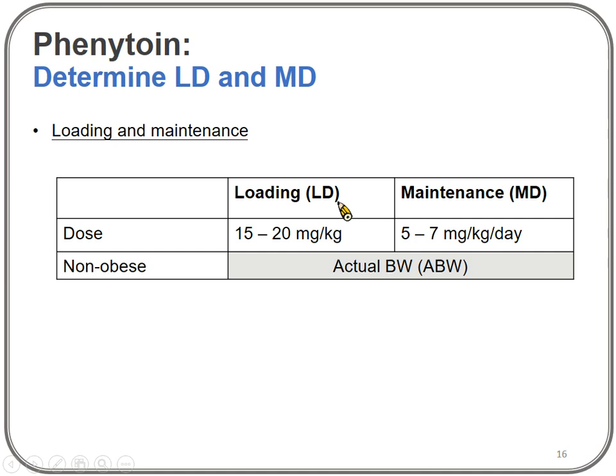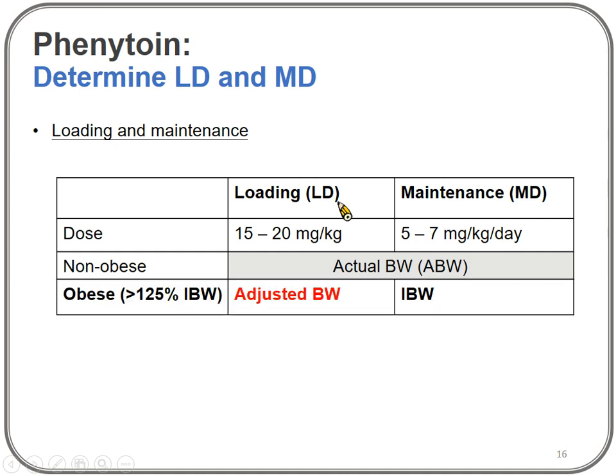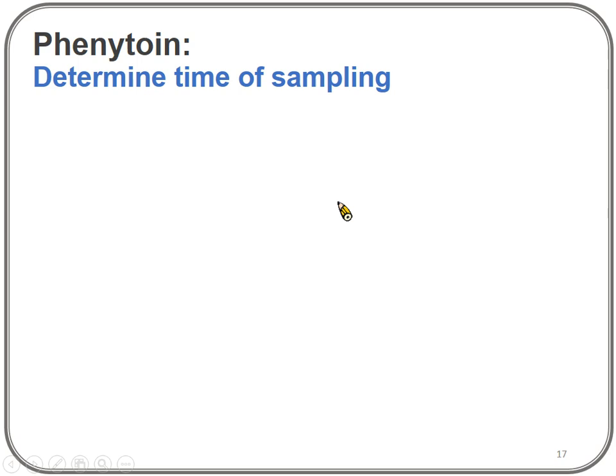If we are dosing phenytoin to non-obese patients, then we use the actual body weight. But if the patient is obese, then for the loading dose, you need to use the adjusted body weight as the equations correctly direct, to avoid overdosing by using the actual body weight for the obese population. And for the maintenance dose of obese patients, we use the ideal body weight instead.